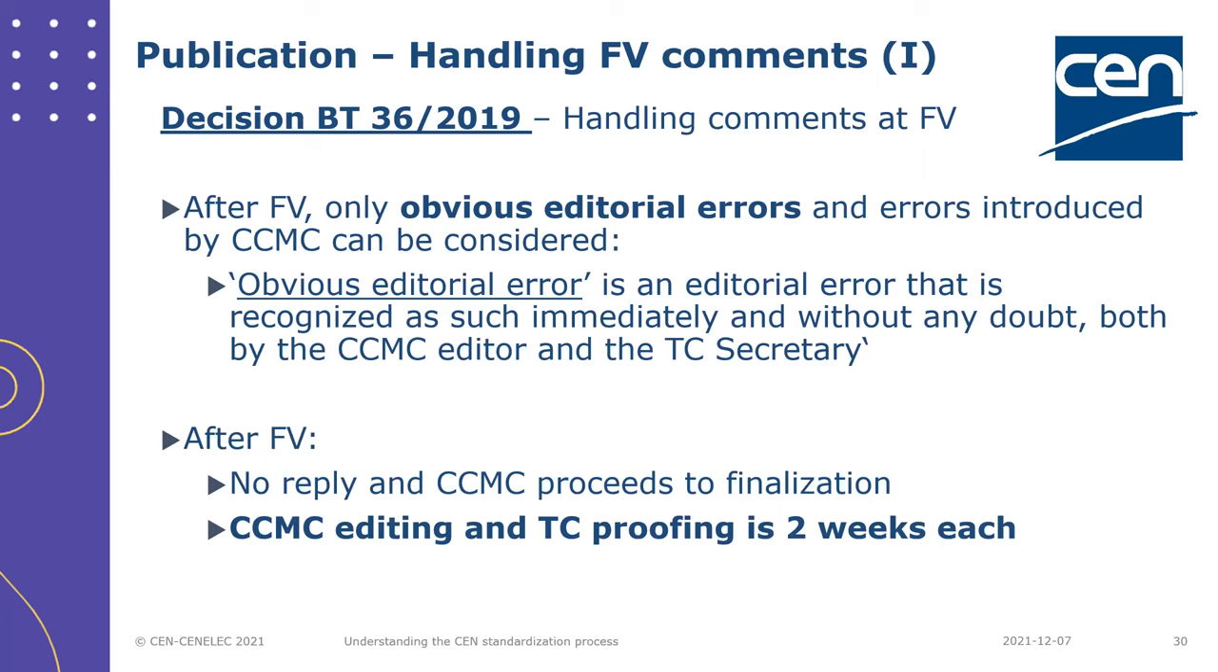So that's why in this BT decision, there is a sort of definition of what is an obvious editorial error. It's an error that is recognized immediately and without any doubt, both by the CCMC editor and the TC secretary. Then the BT decision includes also other important aspects, that after the formal vote during this TC proofing, so it's the stage where the TCs validate the final document to be published.